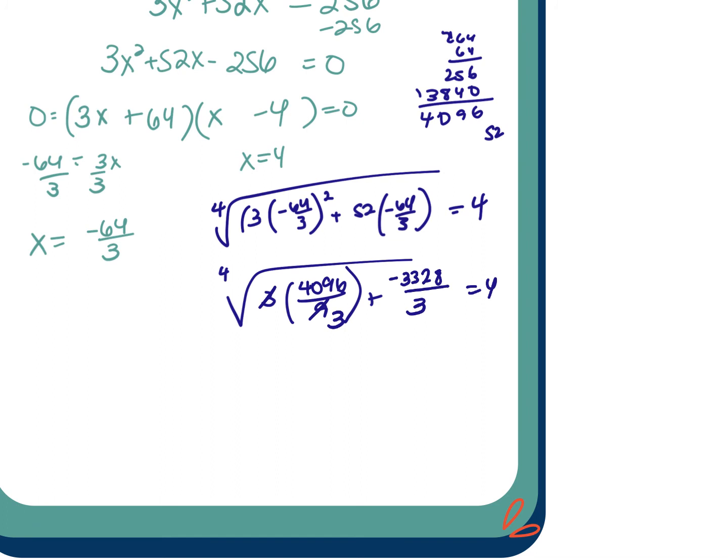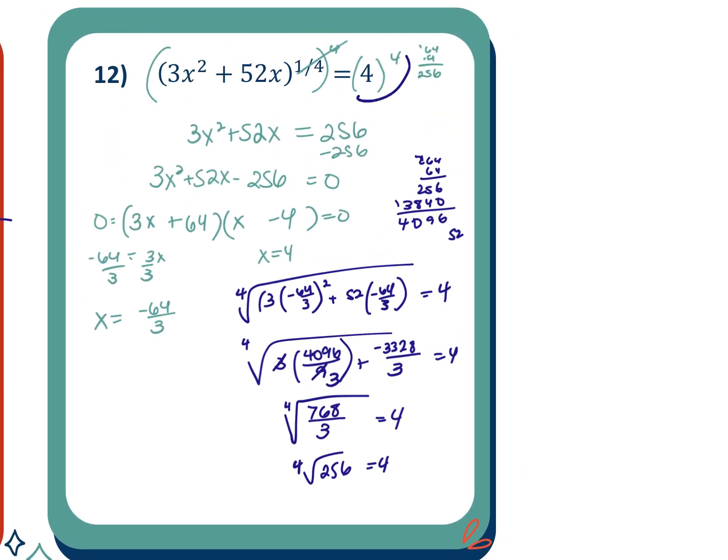It's faster without my calculator. 768 over 3. And that's the fourth root of 256. And we just said fourth root, we did it up here, right? The fourth root of 256 is 4. So this works.